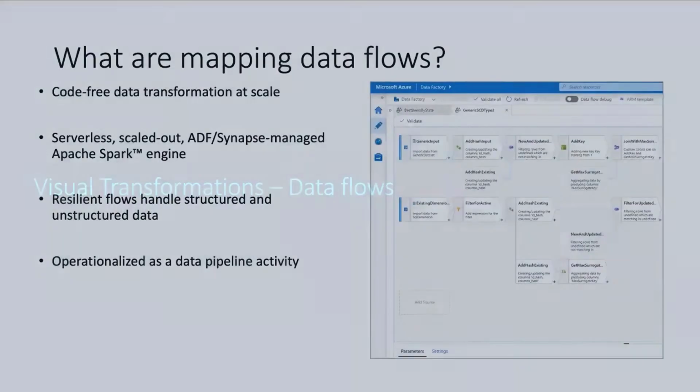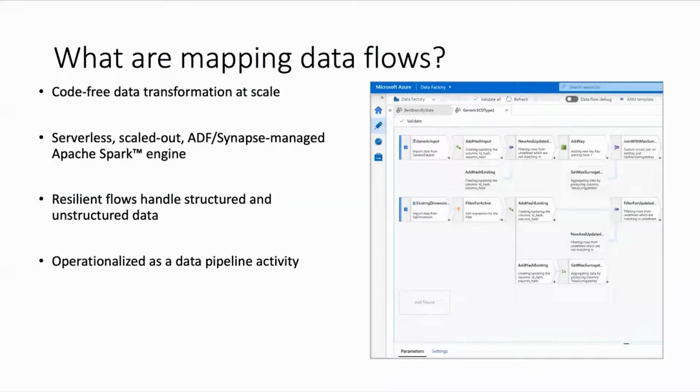And these are data flows. We call it mapping data flows in Data Factory and Synapse pipelines. And these are code-free transformations which scale because it runs under the hood on Spark. So it gets the best of both worlds. You get visual transformations as well as it runs under the hood on Spark. So it can scale out to any amount that you want in terms of your data growing in size.